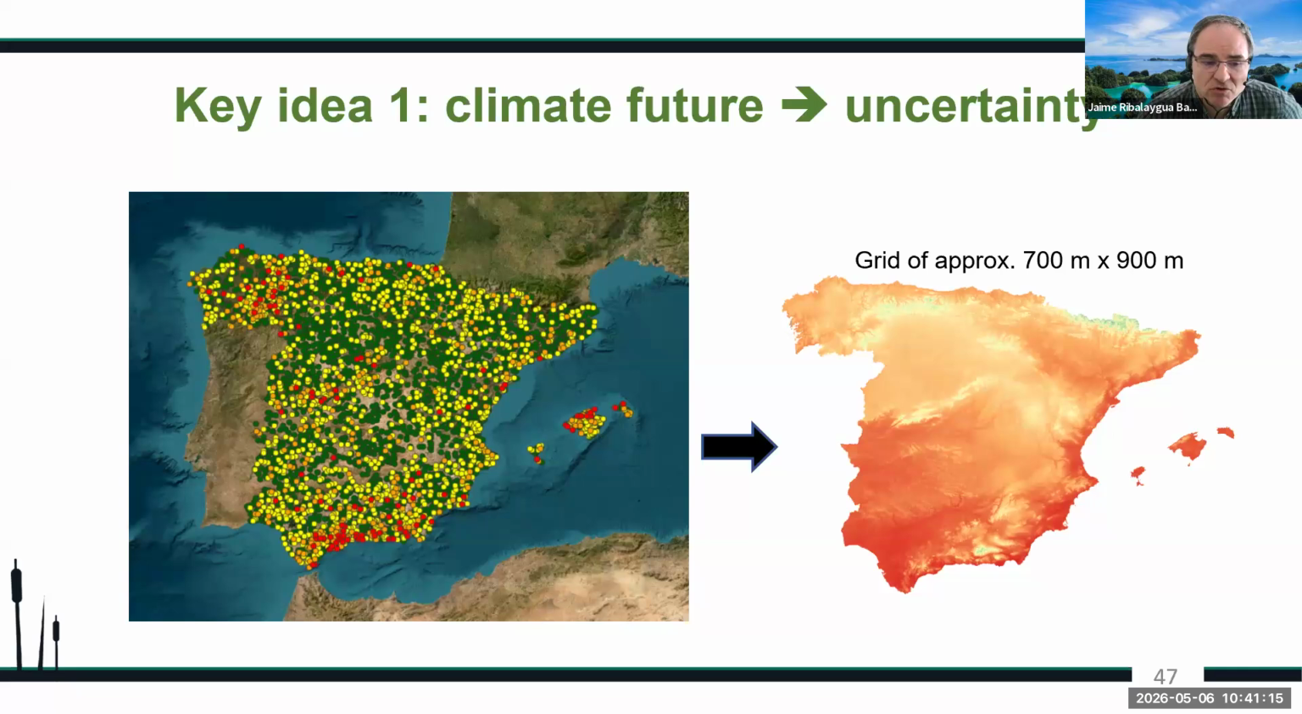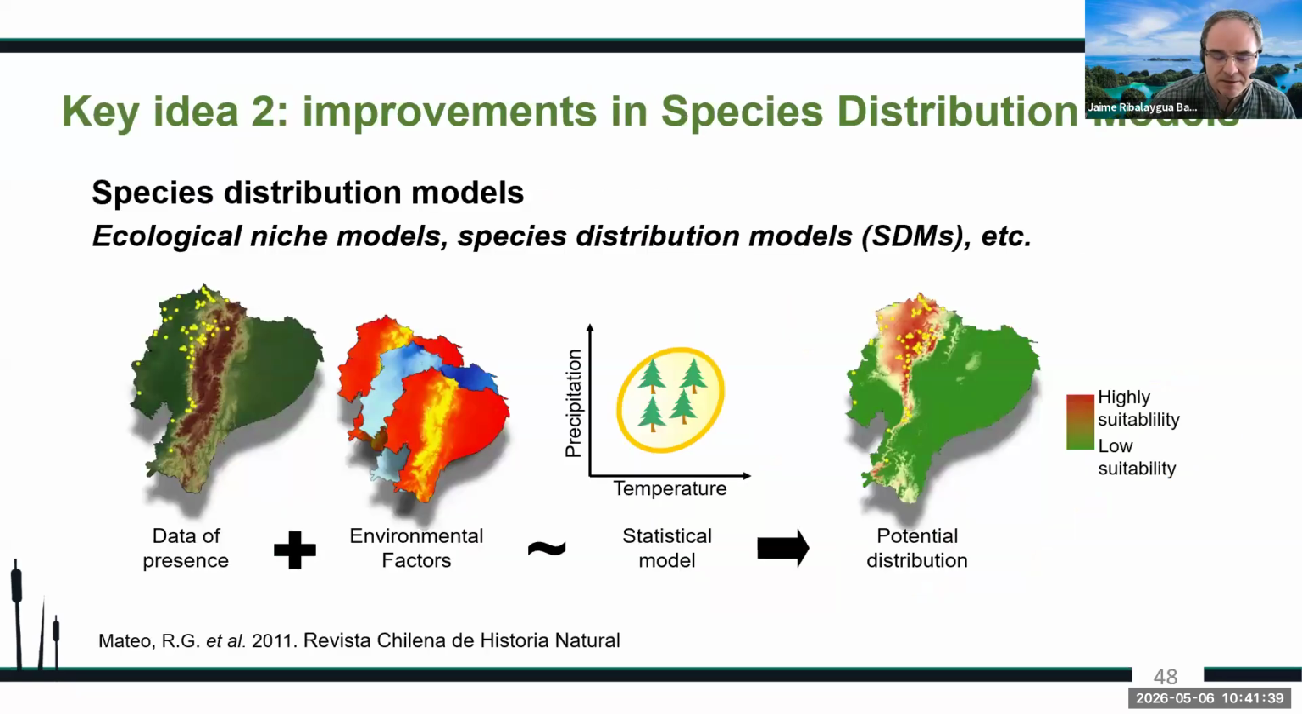So we have produced this future climate information from these more than 5,000 weather stations in Spain. We have then interpolated them to a grid of less than 1 kilometer. So we are working on this local scale because climate change will have different changes in local points that are really close to each other.